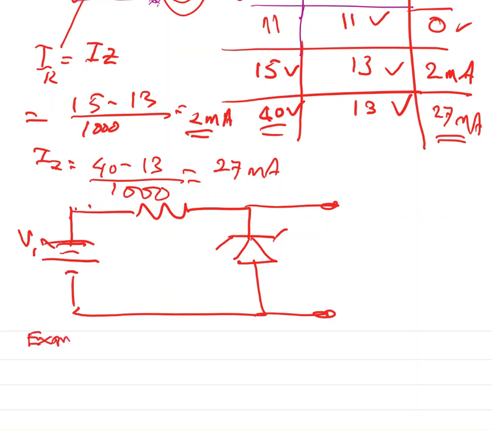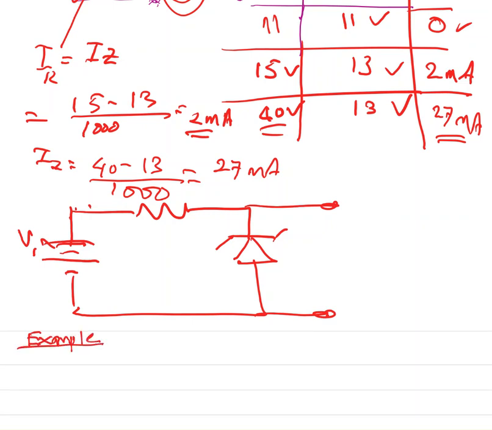And in this example, we do have the following circuit where we have a Zener diode. It has a voltage source, 10 volts.